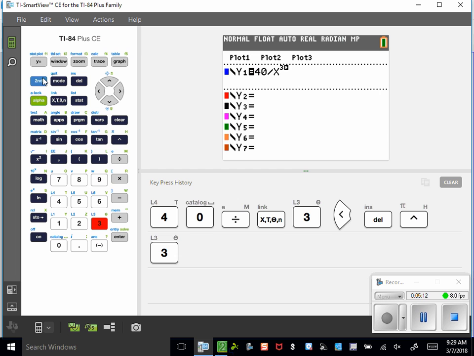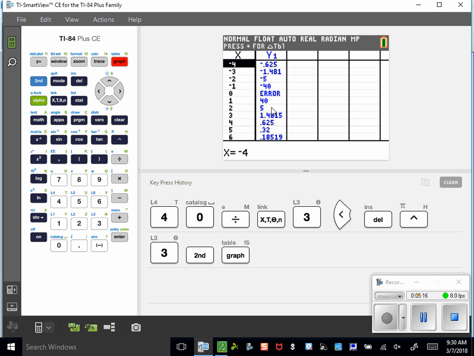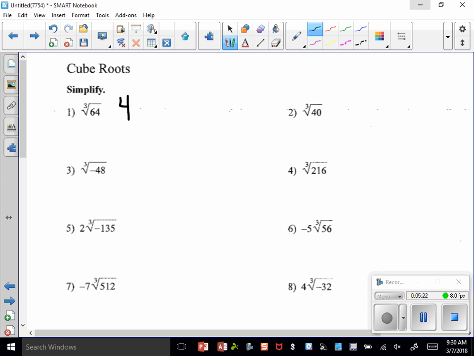All right, go to the table, second graph. Did everybody get 2 and 5? So we're going to say 2 and then the cube root of 5. Make sure you're not doing just square roots. These are cube roots. I want to do number 3 because it has a negative in it.